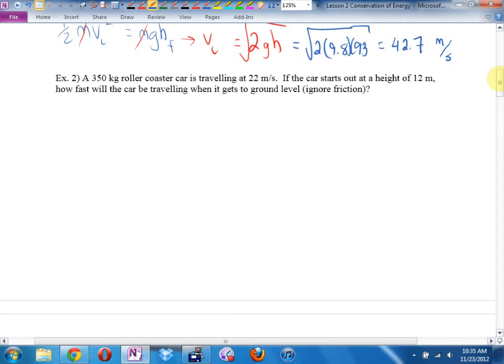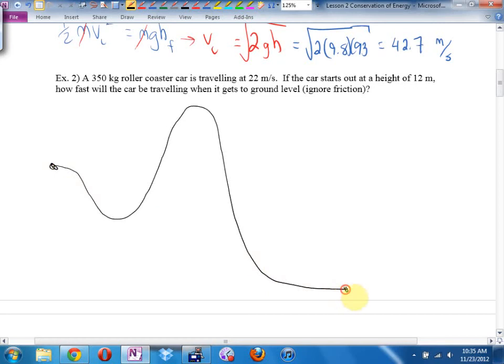Example 2, a 350 kilogram roller coaster car is traveling at 22 meters per second. If the car starts out at a height of 12 meters, how fast will it be going when it gets to the ground level? And here's the beauty. I don't care whether the roller coaster does that. I don't even care if the roller coaster starts out this high, goes this high, and then does that. All I care about is the before and the after.